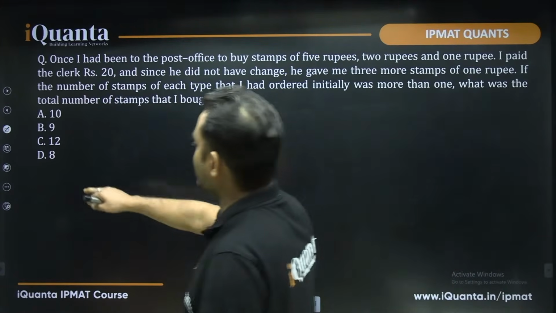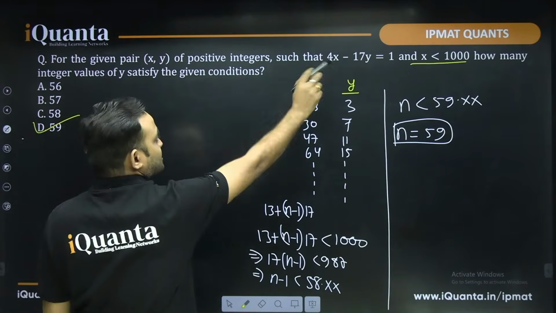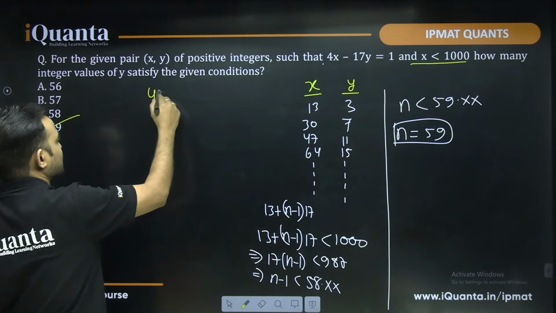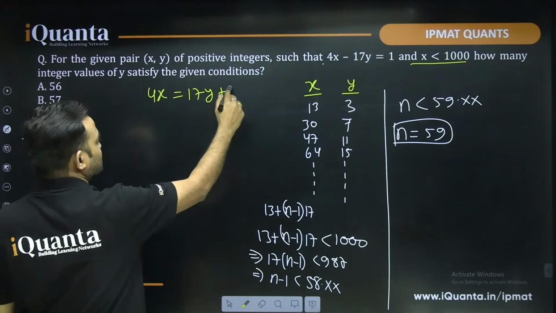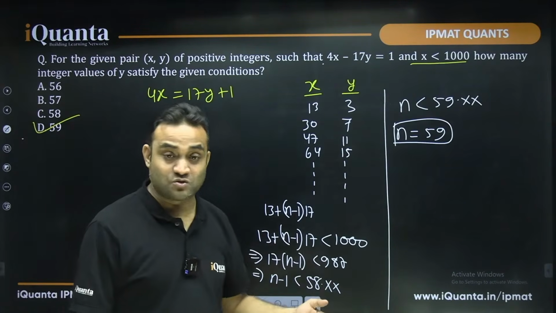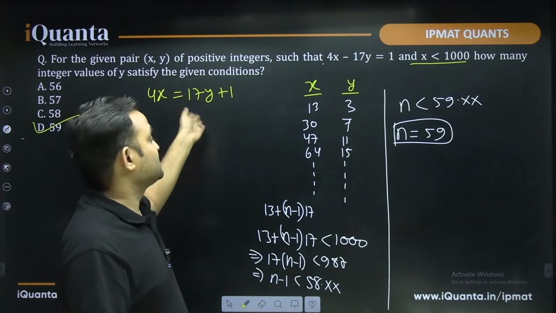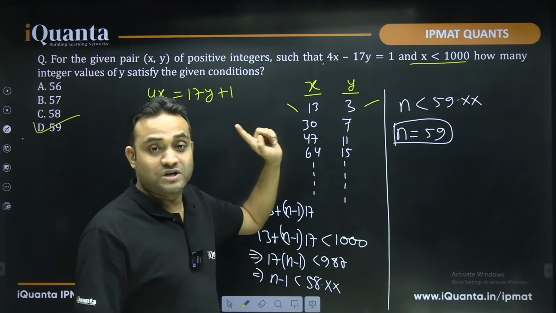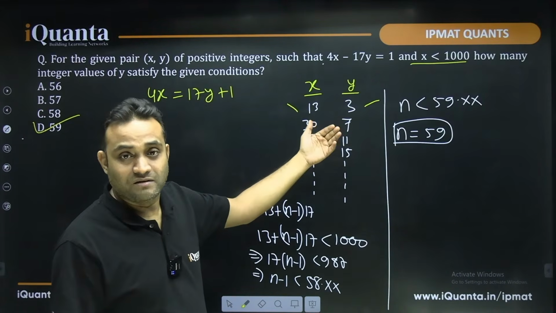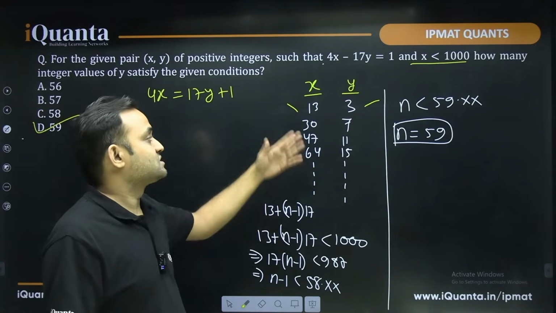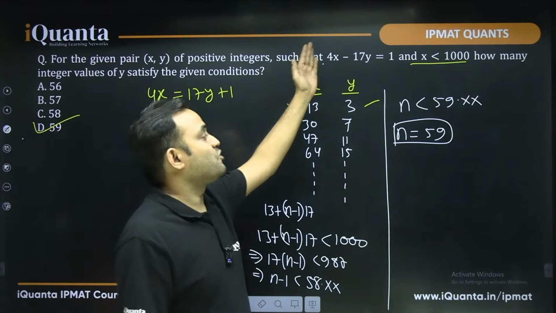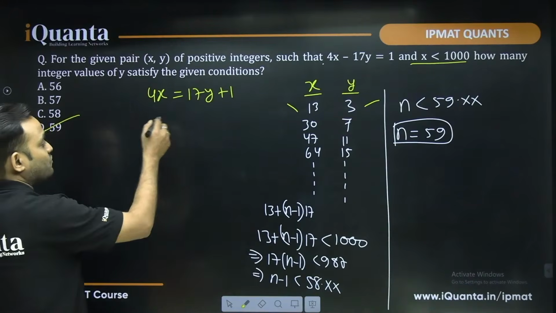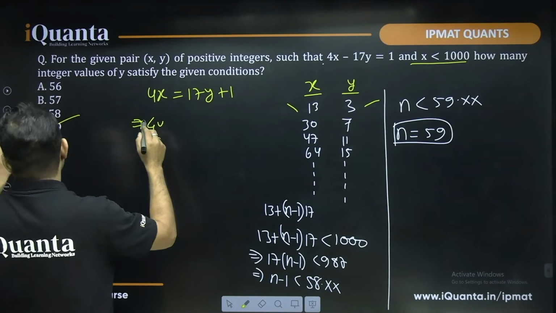One way that you can find the first value is doing hit and trial. Take different values of y, right? 4x is equal to 17y plus 1. We should put the values of y so that it becomes a multiple of 4. Y is equal to 1 is not possible, 2 is not possible. When you put y is equal to 3, you get x is equal to 13. That's the minimum possible value of y, right? And then you can increase the values. Increase the value of x with the positive coefficient of y, increase the value of y with the coefficient of x.